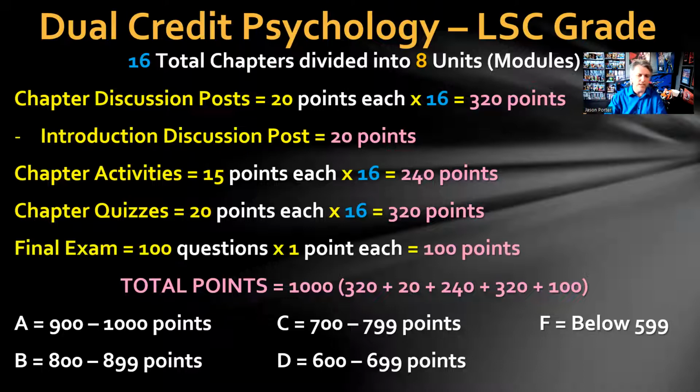And then finally, your last week of school, you will take a final exam. You have to take this final exam. All right, it's 100 questions, 1 point each, 100 points. You put those all together, that is your 1,000 points. There are no exemptions to this particular final.